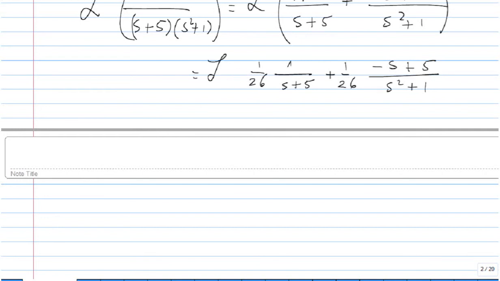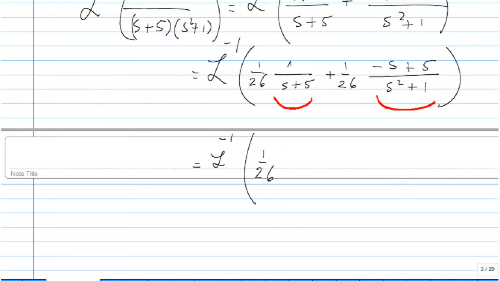There was an inverse Laplace of all this. So one piece here is easy, this one. But now we have to focus on this one. So we have inverse Laplace of 1 over 26 times 1 over s plus 5. And for the other one, we will divide: s over s squared plus 1, and so it's minus 1 over 26, and then plus 5 over 26 times 1 over s squared plus 1.